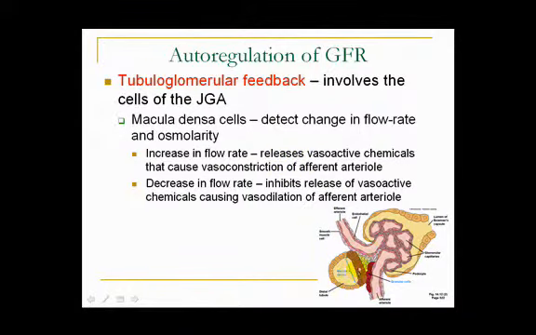Then these cells will release paracrine signals, vasoactive chemicals, that will cause the afferent arteriole to constrict. Because if I constrict this afferent arteriole, less blood's going into the glomerulus and it will slow down my filtration rate. If there's a decrease in flow rate, the macula densa cells will release chemicals that will cause vasodilation of the afferent arteriole. So in both mechanisms, you're controlling the flow of blood into the glomerulus, therefore controlling pressure in the glomerulus, therefore controlling the rate of filtration.